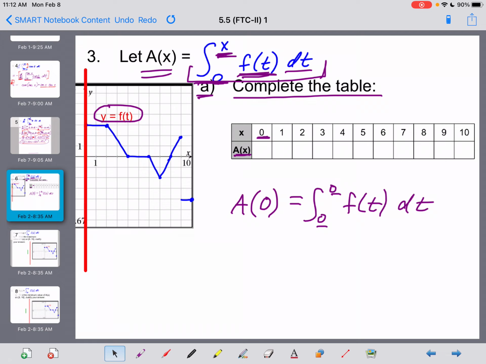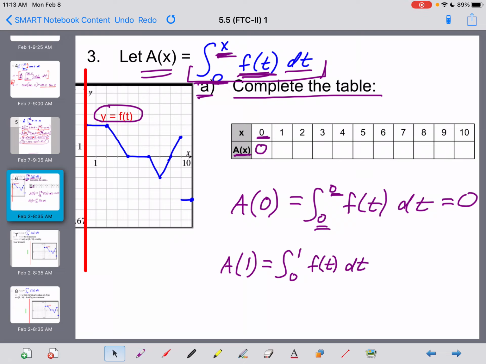Well, as I think you guys can see, there is no area in between the green line and the red line, so that answer is going to be 0. Doesn't matter what function you're dealing with, if your limits of integration are the same, the net area between the starting and the ending value will always be 0. Okay, next one. And again, we're not going to write all of these down, but just to get the hang of it, A of 1 is asking us to take the definite integral, starting at 0 always and ending at 1, of f of t dt.